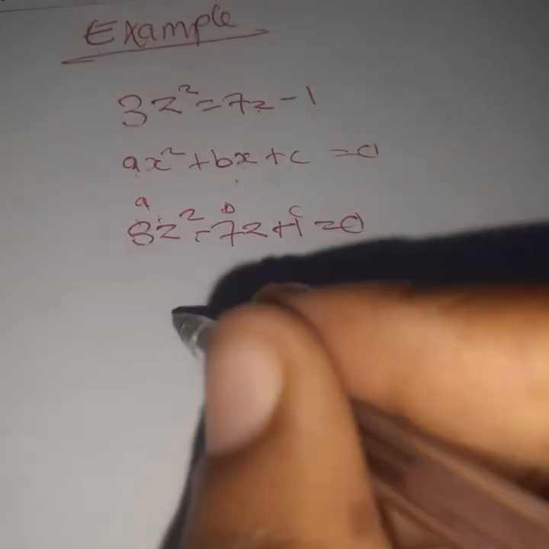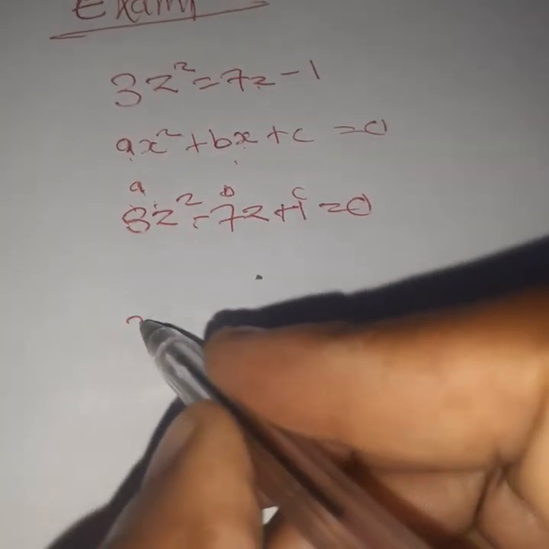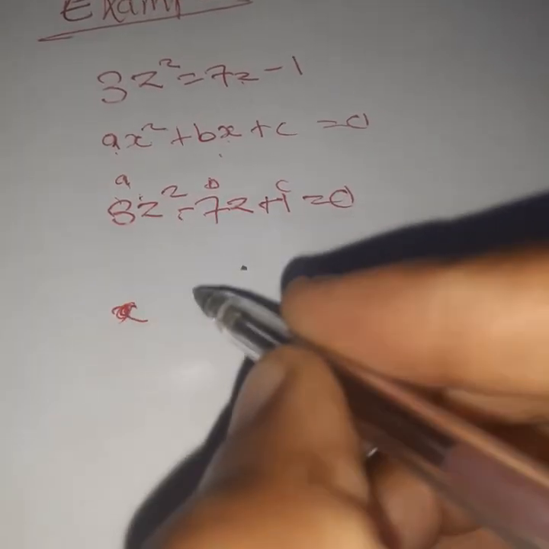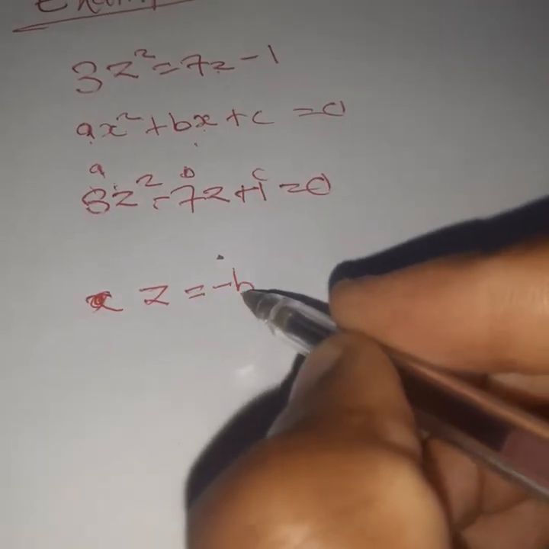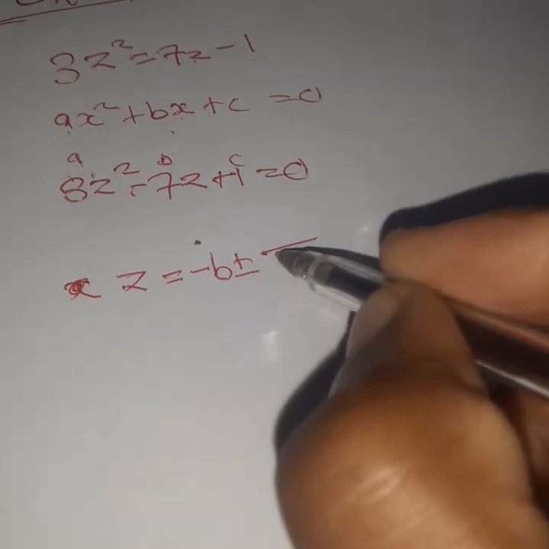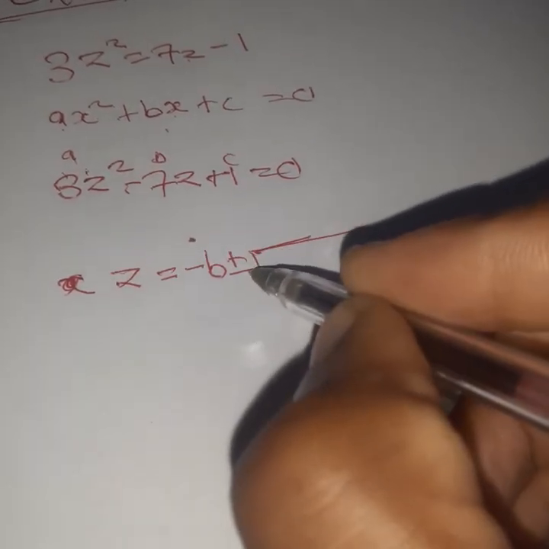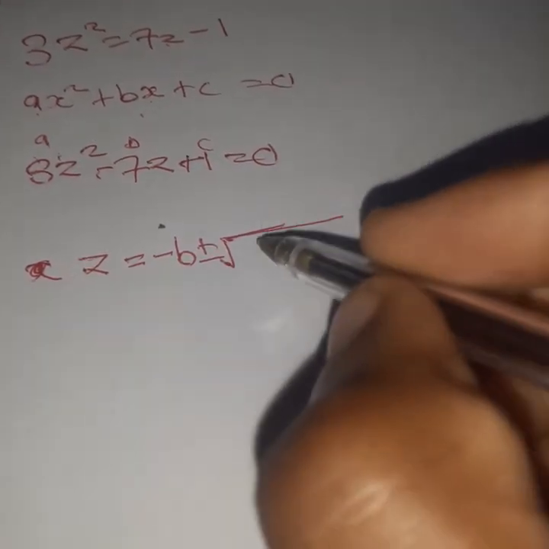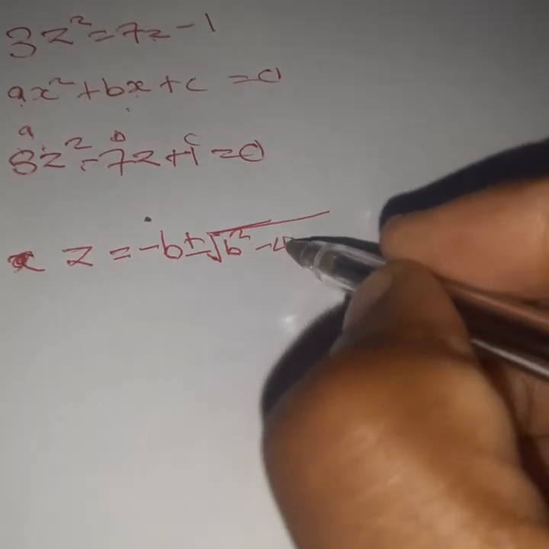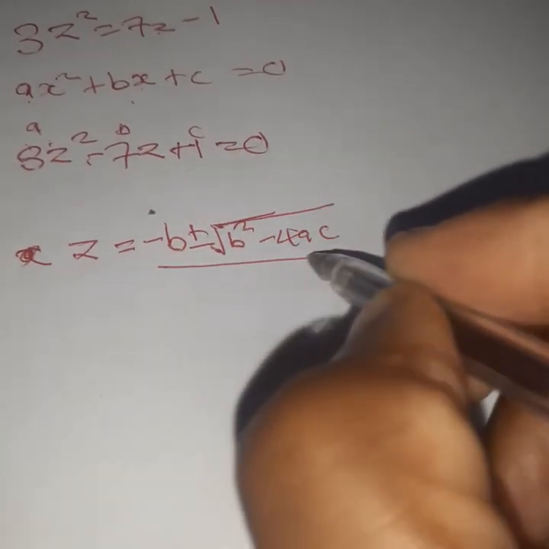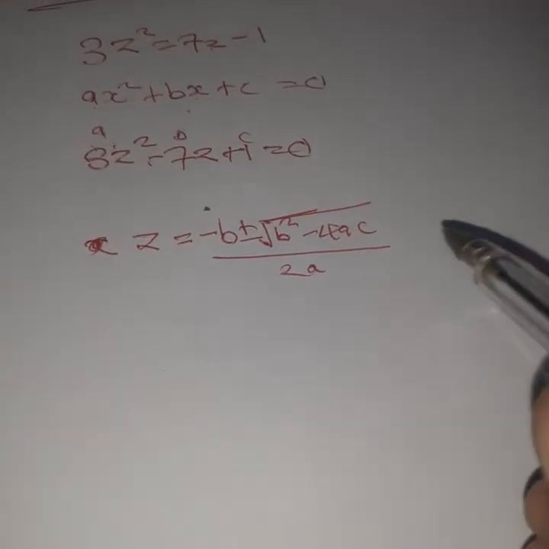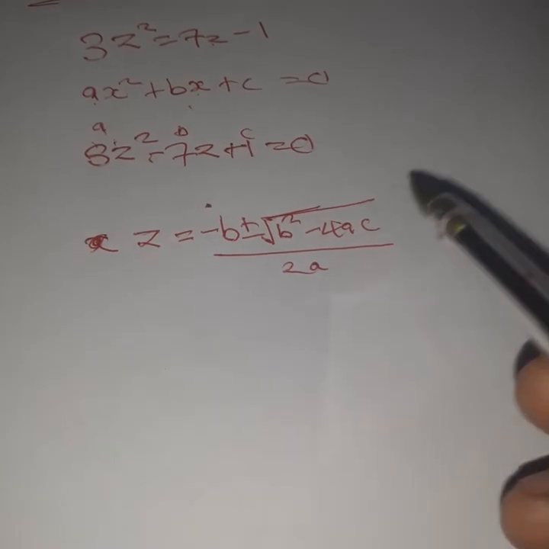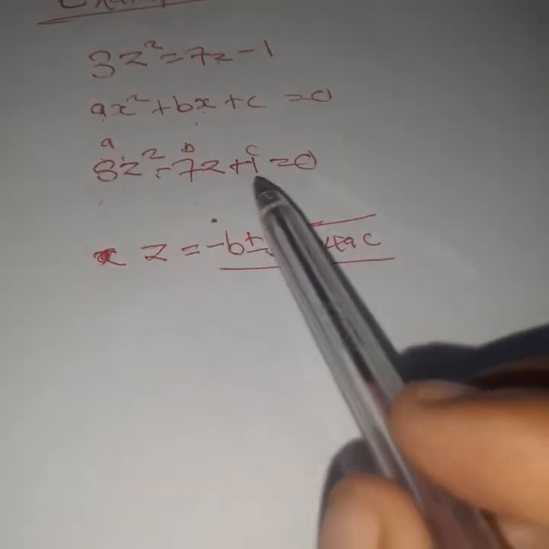To solve this equation, we have to use what is called the quadratic formula, which is x, in this case it's z, sorry. So we have z is equal to negative b plus or minus the root of b squared minus 4ac, over 2a. Then we start getting the numbers. a, b, and c are just representing the numbers, not the variables.